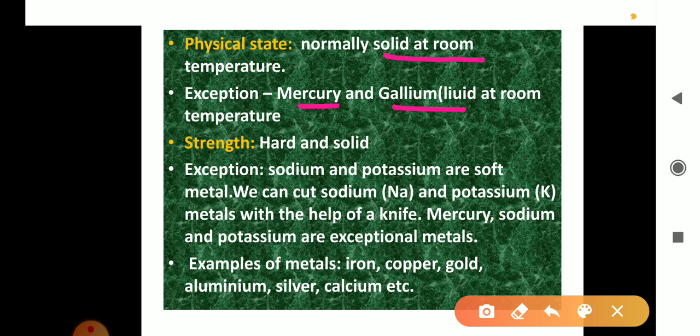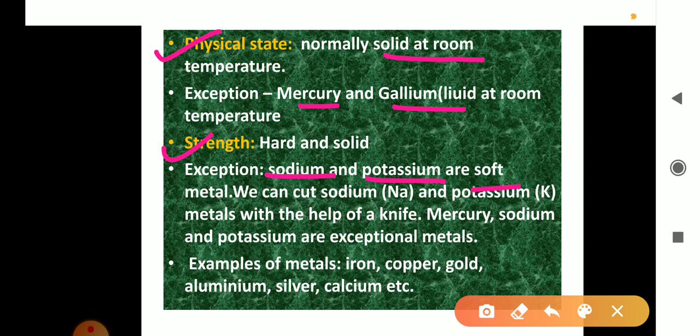Okay, then next is the strength. Next property is strength. Normally metals are hard and solid. But there are two metals which are the exceptions. One is sodium, second is potassium. Sodium and potassium both are soft metals.